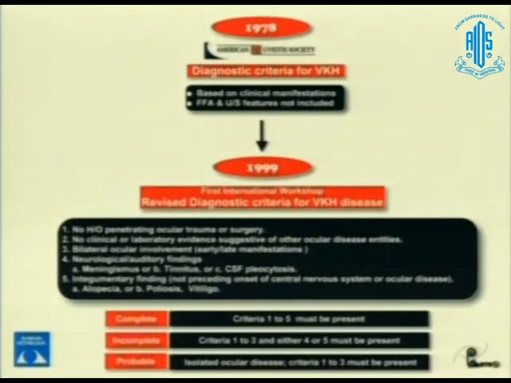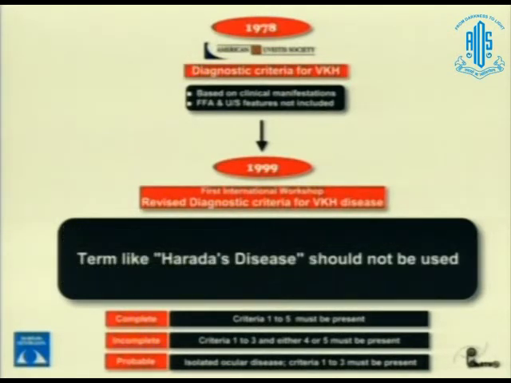Then, for theory purposes, you should also remember the revised diagnostic criteria. This is a very long criteria. I am not going into the details, but this classification helps us differentiate VKH as complete, incomplete, and probable. One of the important recommendations by this criteria, which we follow in our everyday practice, is that the term Harada's disease should not be used. So now we should not use the term Harada's disease. Instead, this classification has helped us to classify VKH into complete, incomplete, and probable. In India, we are seeing most commonly this probable group of VKH.